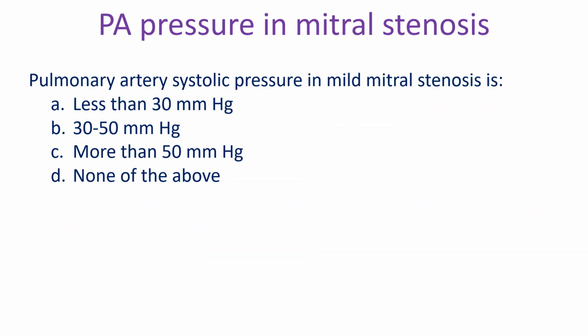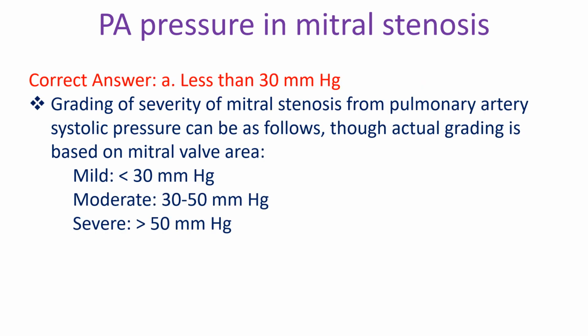Pulmonary artery systolic pressure in mild mitral stenosis is A. Less than 30 millimeters of mercury, B. 30 to 50 millimeters of mercury, C. More than 50 millimeters of mercury, D. None of the above. Correct answer A. Less than 30 millimeters of mercury.